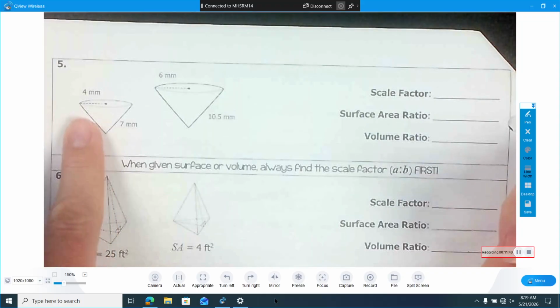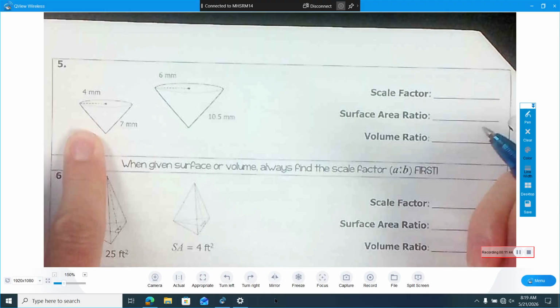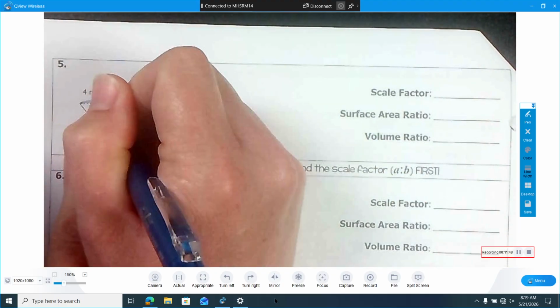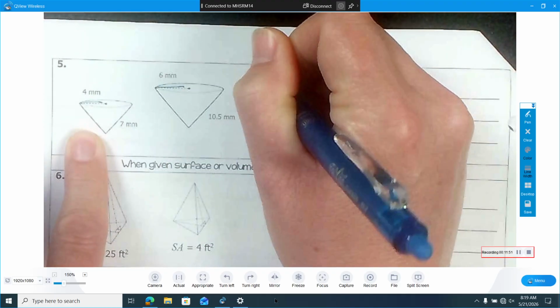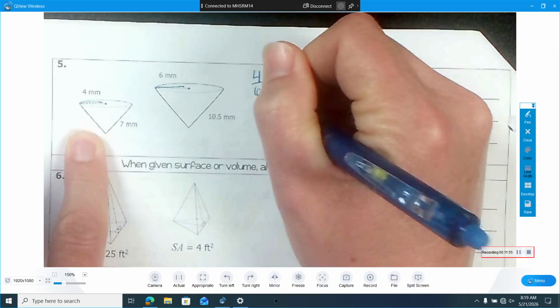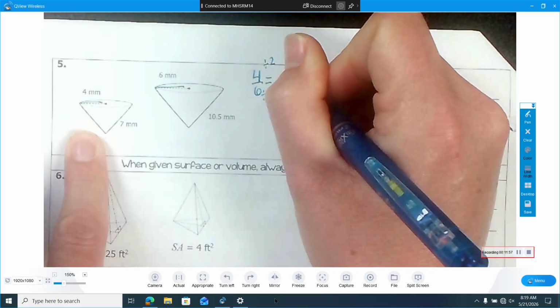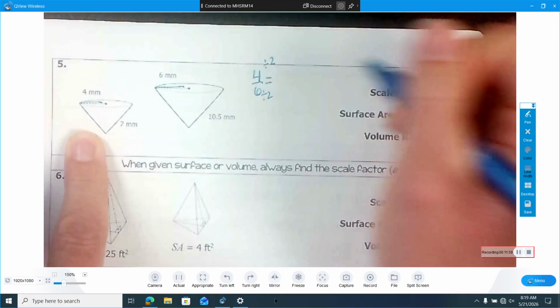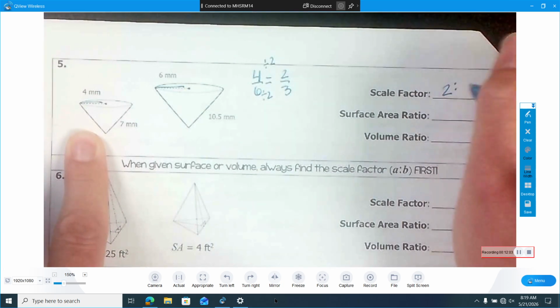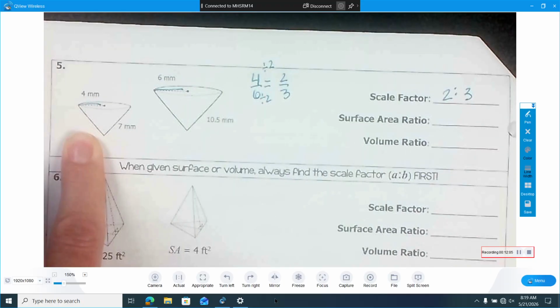All right, on number 5 here, we can compare lots of things. What do you want to compare? 4 to 6, very good. So if I did 4 to 6, that reduces by 2, so we're going to divide by 2, and that gives me 2 over 3. So my scale factor is 2 to 3.